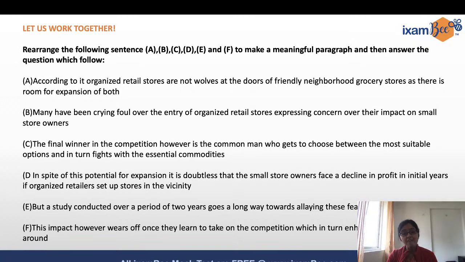So here we have a scenario in which we have these huge retail stores that are taking over the small store owners, right? So people are worried about that. How will these organized retail stores affect the small store owners and their business? Okay? So can you tell me which sentence echoes this title, this theme? We have A, B, C, D, E, F. There is one sentence which is basically summarizing the theme of the passage.